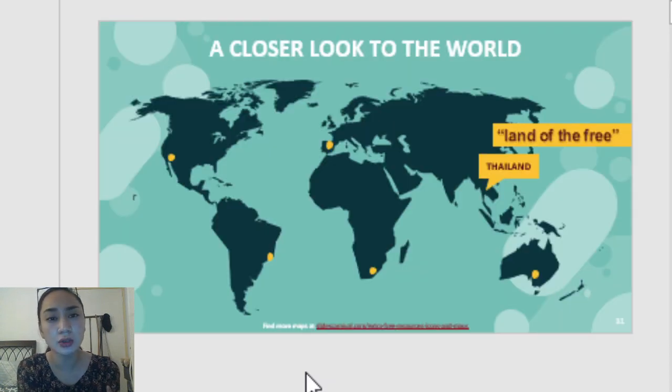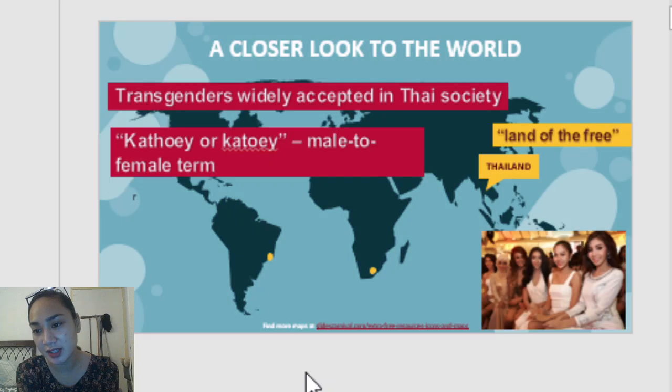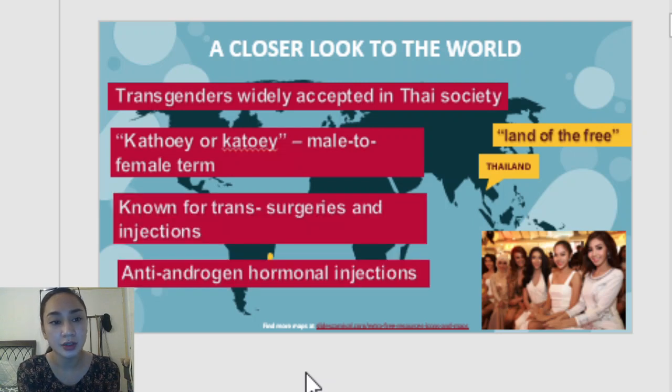Okay, so a closer look to the world. So, did you know na ang Thailand, it is also called as land of the free? No? So, bakit kaya? It could also be because they are popular with transgenders. So, transgenders are widely accepted in Thai society. Yung term nila, which is katoey, it's a male to female term. No? Known for trans surgeries and injections.